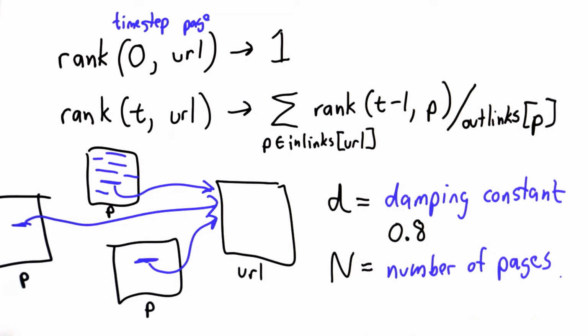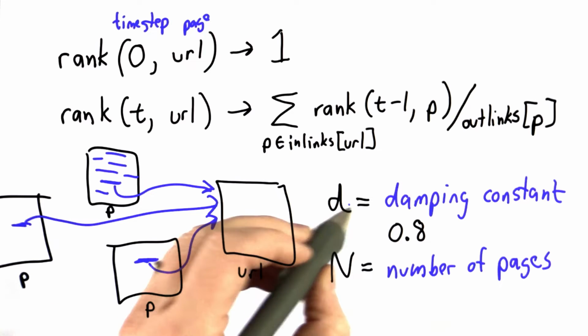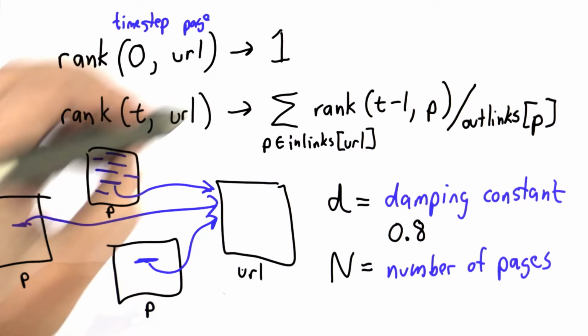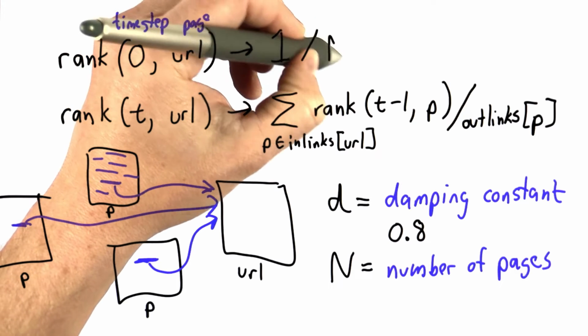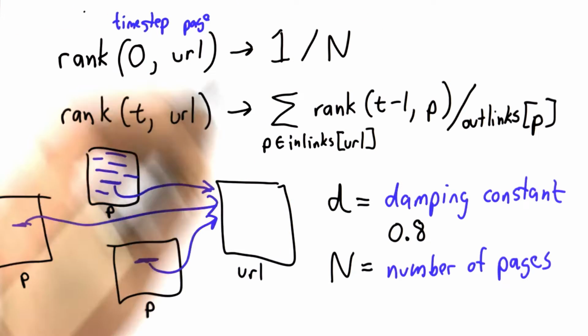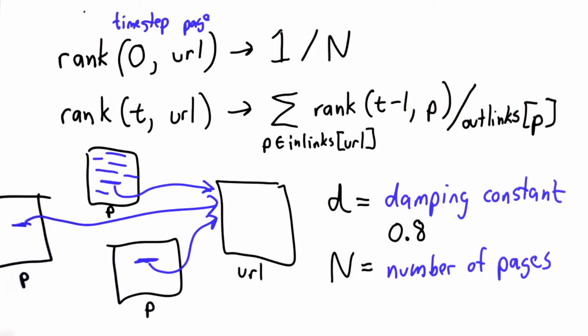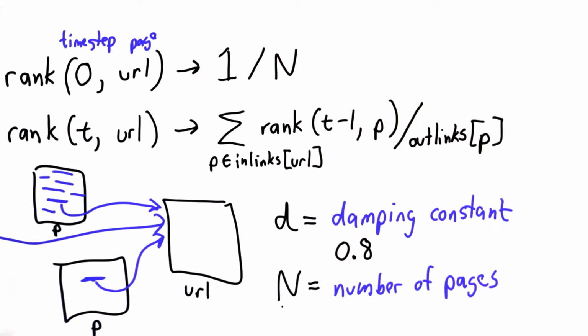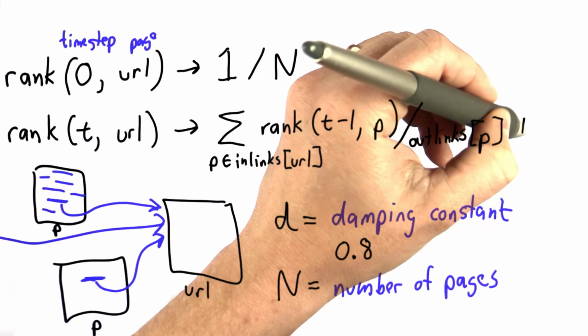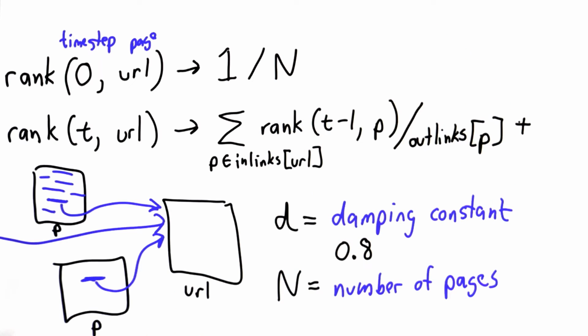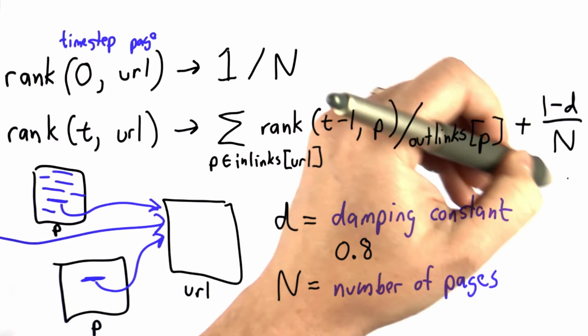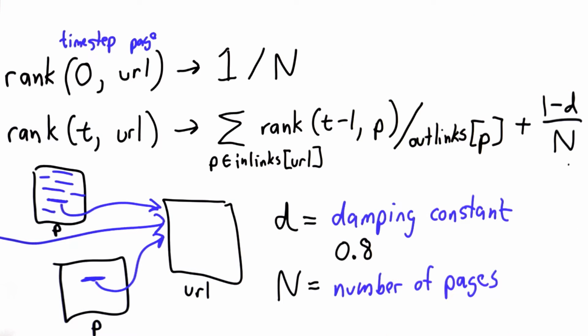So N is going to be the number of pages, the total number in our corpus, and D is the damping constant. And so now we're going to change our initial values to divide them by N. This means the sum of the page ranks at the beginning will be 1. And we're going to change the way we compute the rank by adding to it a value that gives us the sense of starting over. So the value that we're going to use for this is (1 - D) / N.